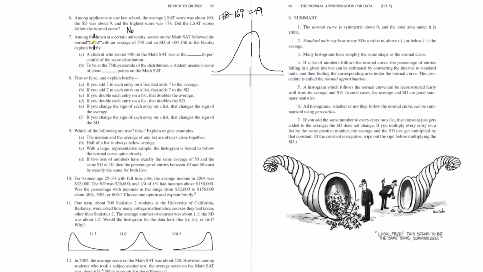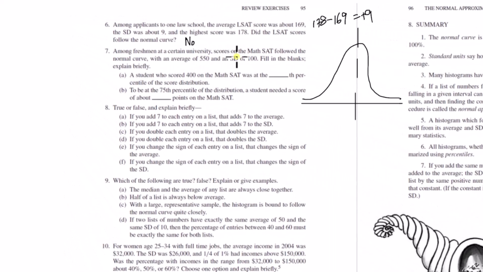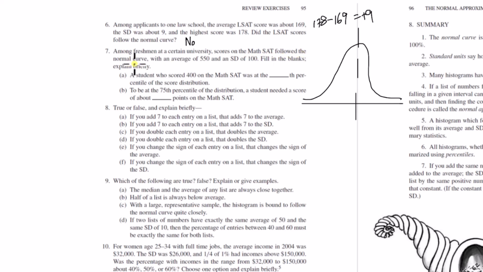Okay, among freshmen at a certain university, scores on the math SAT followed the normal curve with an average of 550 and a standard deviation of 100. Fill in the blanks and explain briefly. A student who scored 400 on the math SAT was at what percentile of the score distribution?